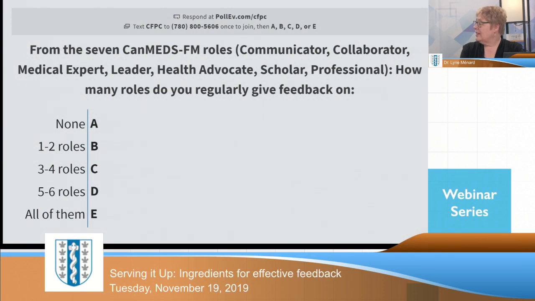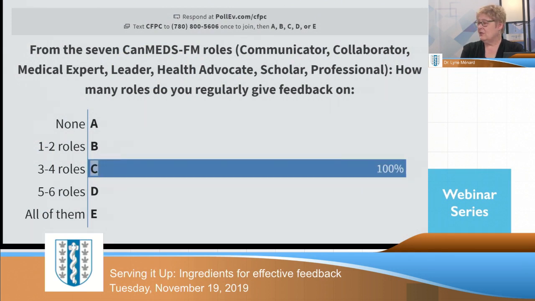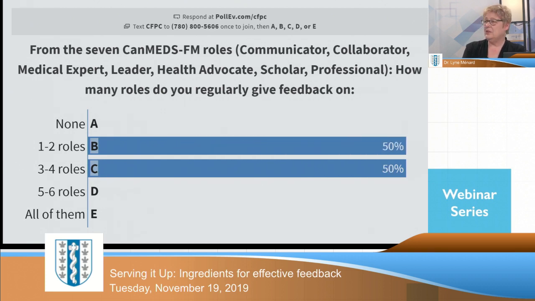How about you? Well, I guess it depends on your own focus. Sometimes you develop skills in collaboration or communication. That's what you will give feedback on mainly. But very often it's the expertise role we're comfortable with. So that's very often the one we give feedback on.